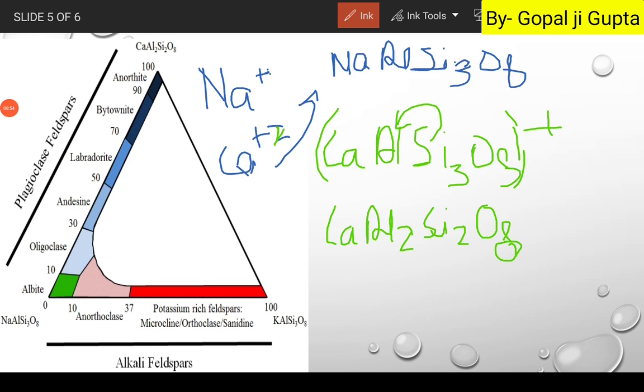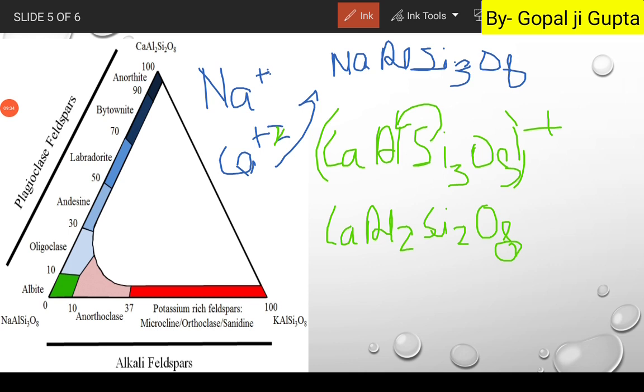So this is the case. Now if there is enough availability of calcium and aluminium, then definitely anorthite will be formed. Now if calcium has run out and we have only sodium, then albite will be formed. Now if sodium is also exhausted, so we have neither calcium nor sodium, only potassium, then definitely at the last orthoclase will be formed.